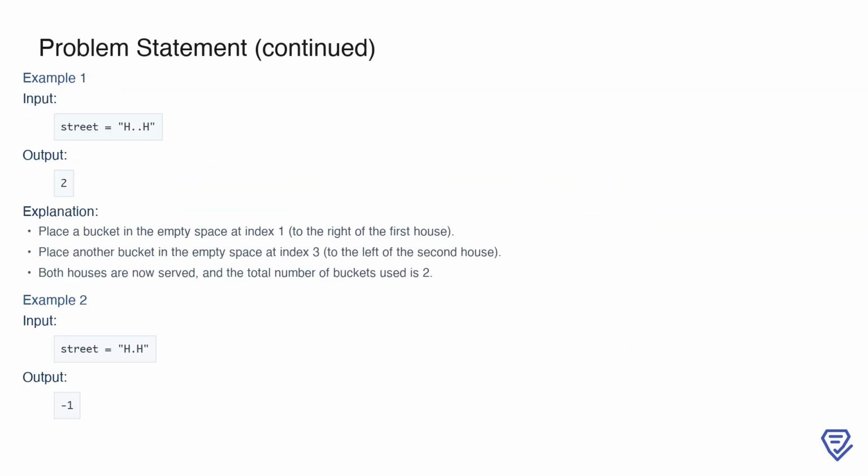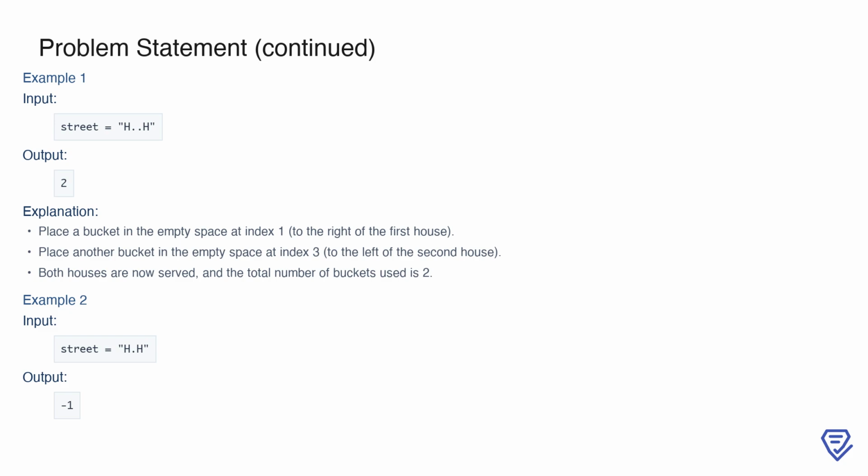Let's consider an example to clarify the problem. Suppose the input is street equals H..H. Here, we have two houses at indices 0 and 3, with empty spaces in between. To ensure both houses are served, we can place a bucket in the empty space at index 1 to serve the first house, and another bucket in the empty space at index 3 to serve the second house. This arrangement ensures that every house is served with the minimum number of buckets, which in this case is 2.